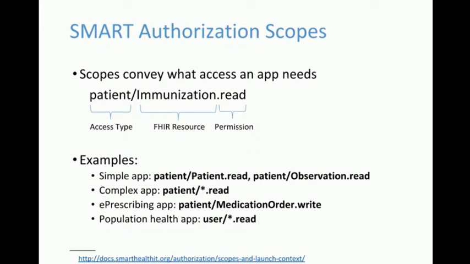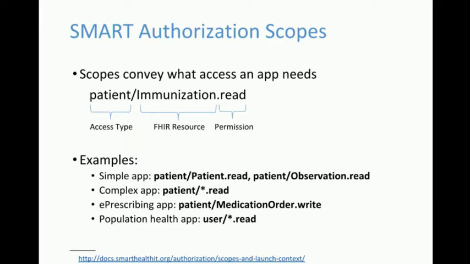If you're doing an electronic prescribing app, maybe it needs medication order or medication request in the upcoming draft of FHIR.write. Or if you're doing a population health app, maybe you're not limiting yourself to one patient at a time. You want to get access to a clinician's entire panel. So that would be user/ instead of patient/, and then reading all the resources would be star.read. So that's a quick example of the kinds of scopes that we define. And an app requests those scopes each time it launches to be able to limit the access that it's requesting.